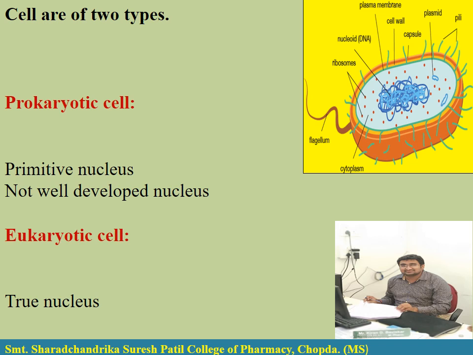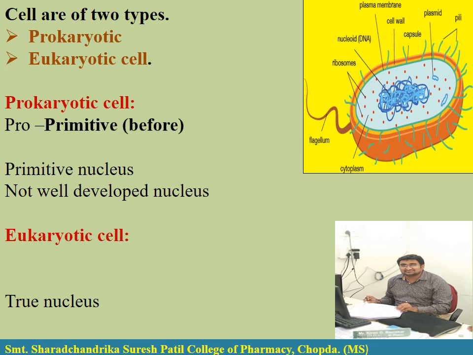There are two types of cells: the prokaryotic type of cell and the eukaryotic type of cell. So what is the difference between them? First, the prokaryotic cell. That term is derived from two different words: pro means primitive and karyon means nucleus. Primitive nucleus means the nucleus is not well developed.